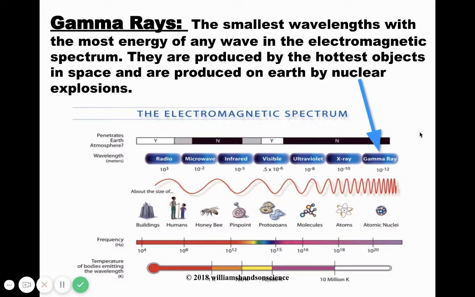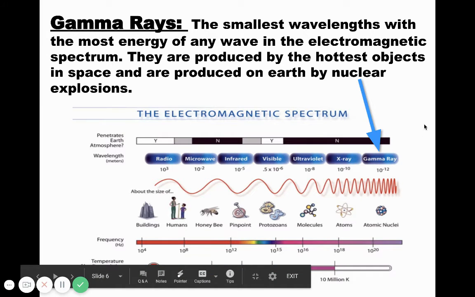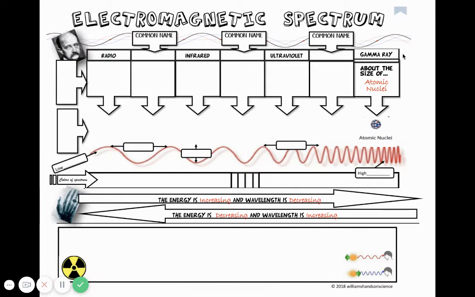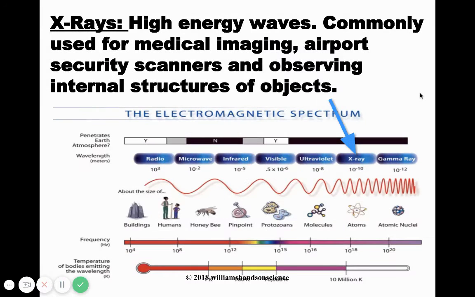Here's our gamma rays. We'll start at this end, our smallest wavelength or shortest wavelength. They have the most energy of any wave on the EM spectrum or electromagnetic spectrum. They're produced by the hottest objects in space and are produced on Earth by nuclear explosions. So we can get gamma rays if we have a nuclear explosion. It's about the size of atomic nuclei. So we can fill in that information here. You can draw a little picture representing the size. You can pause this and then move on when you're all set.